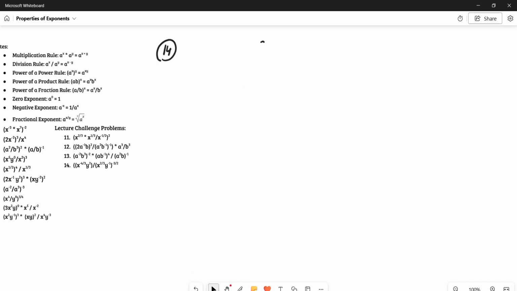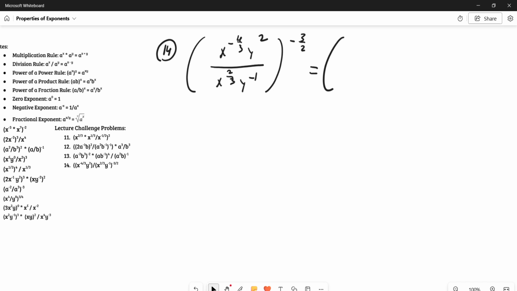And finally, the last problem of the day. This is x to the power negative 4 over 3 times y squared, all over x to the power 2 over 3 times y to the negative 1, and this all to the power negative 3 over 2. Okay. I'm going to evaluate the inner portion first, the inside of the parentheses, right? So I'm going to do y to the 2 minus negative 1, over x to the power 2 over 3 minus negative 4 over 3, and all that to the power negative 3 over 2.